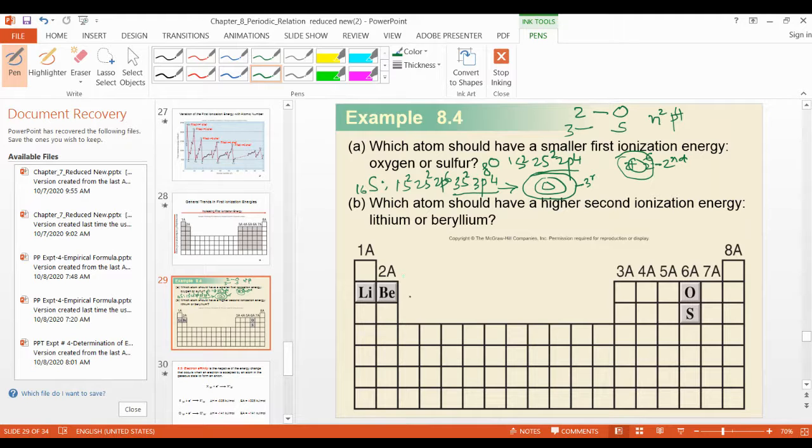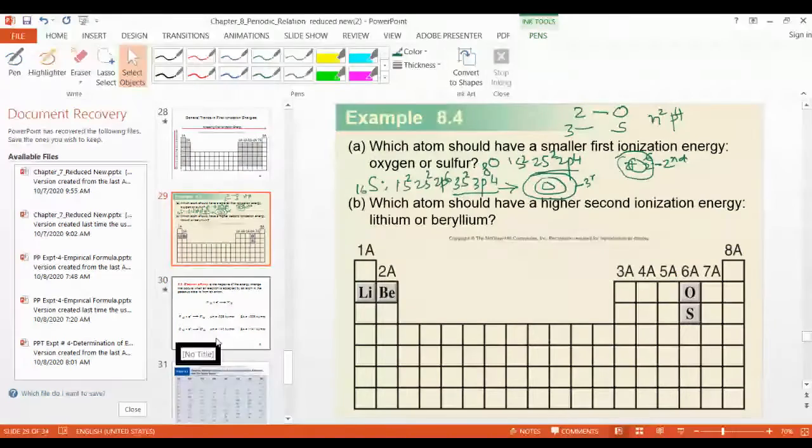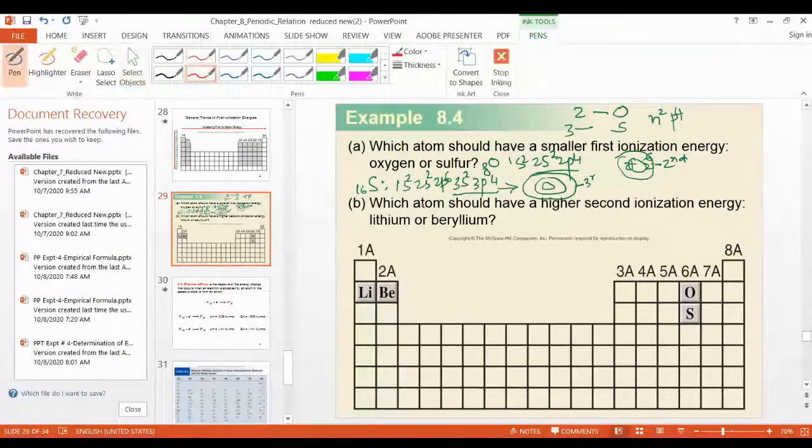And the second part: which atom would have the higher second ionization energy? This is the first ionization energy, where you remove one electron from here. And then the second ionization energy. So let's take lithium and beryllium as an example. Beryllium has atomic number 4, so this is 1s2, 2s2. Lithium has only an s electron, right? So this is lithium, sodium, potassium. There are 3, so this is 1.